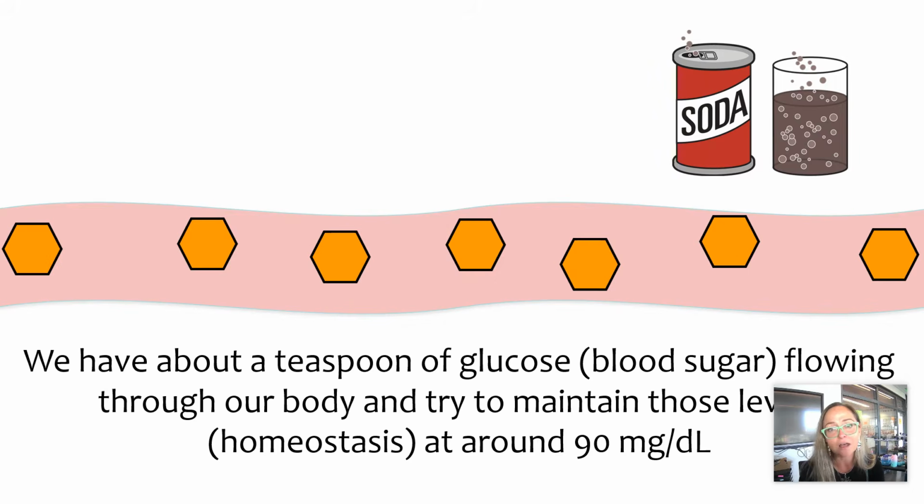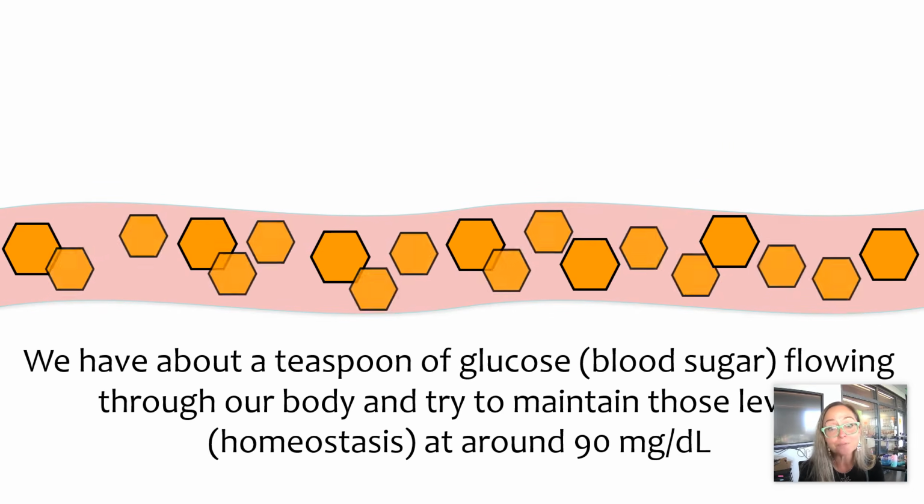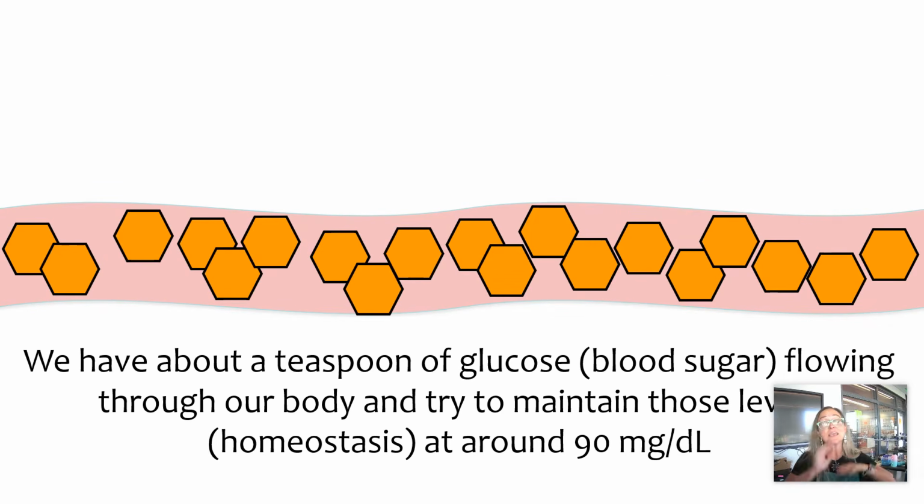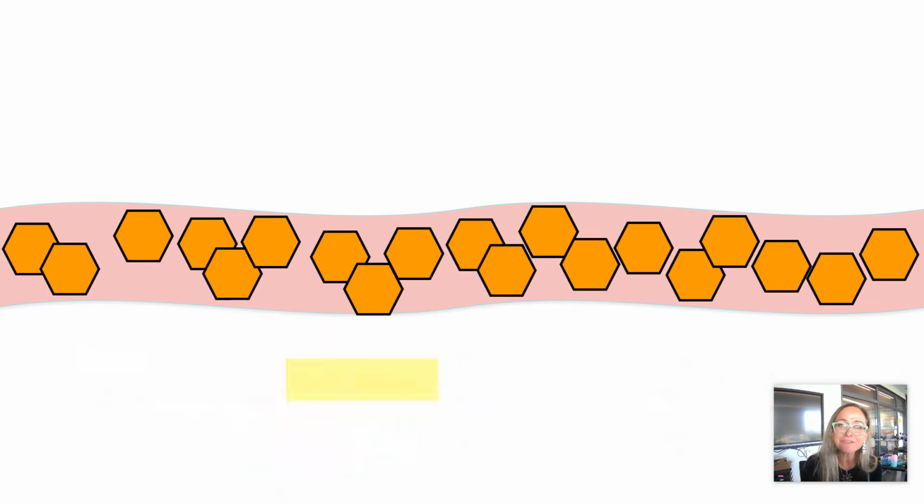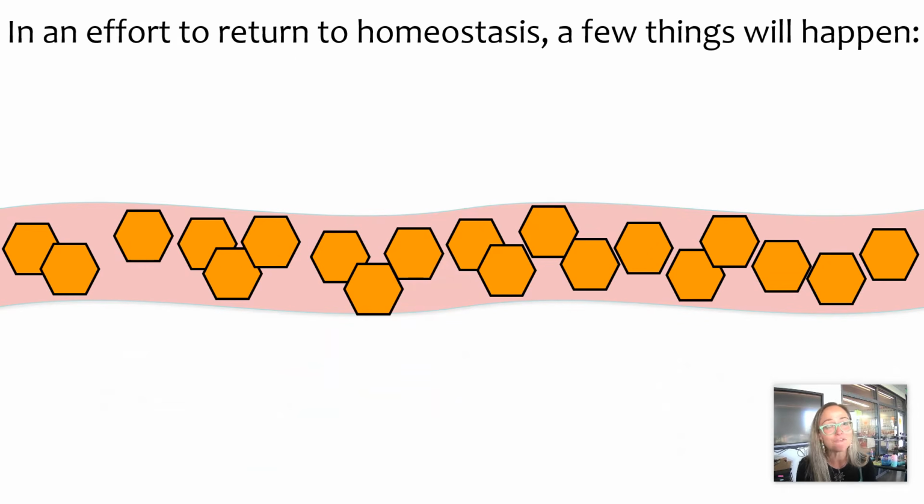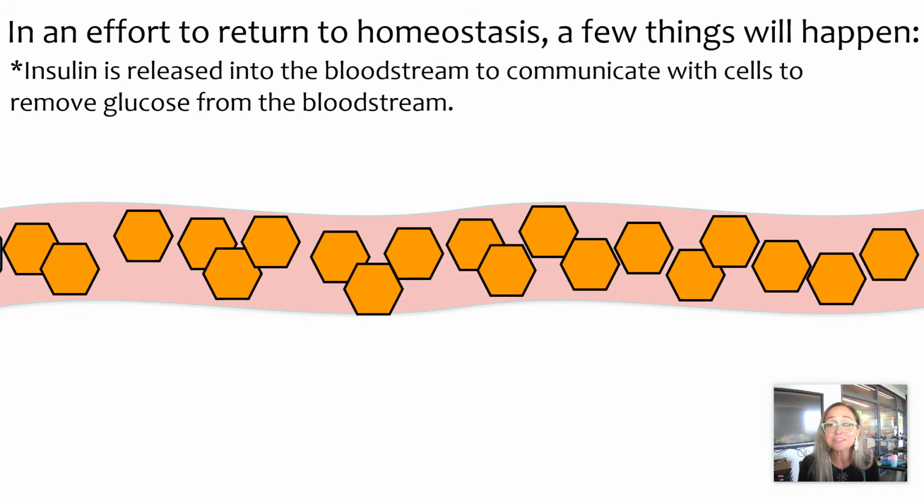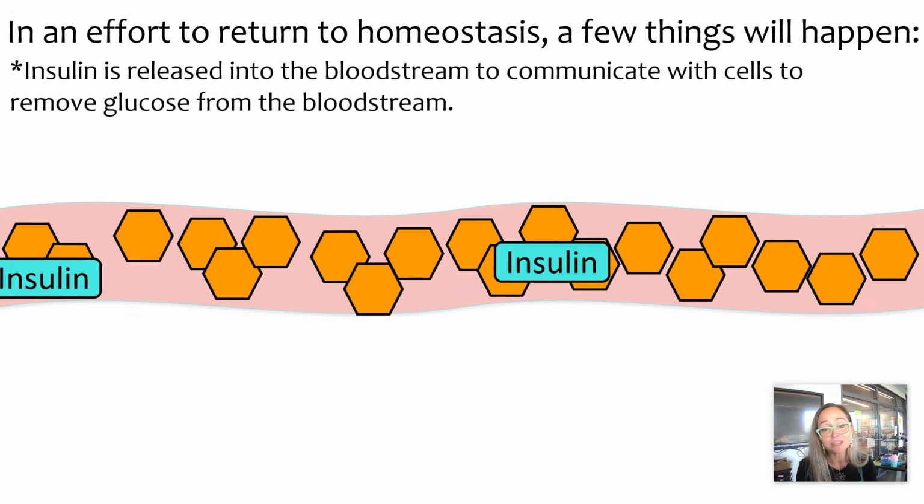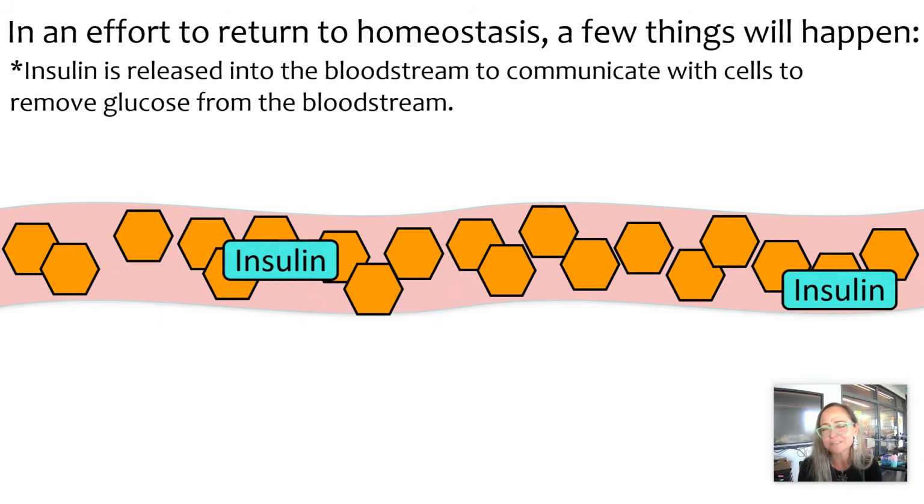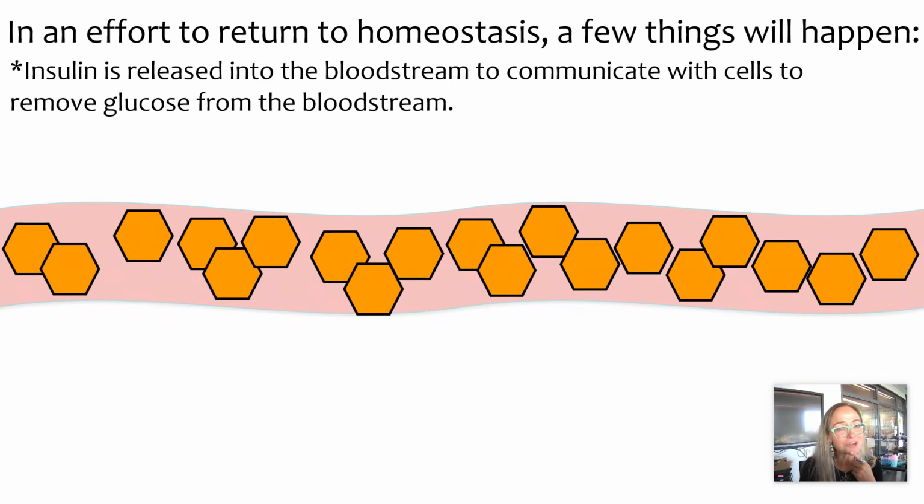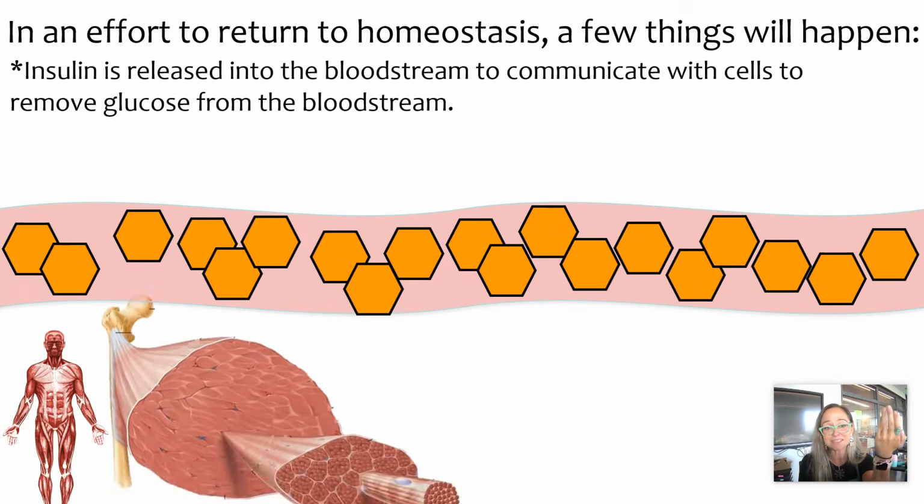So let's say I have a large soda. What will happen is I'm going to have a huge increase in blood sugar. Now, am I still in homeostasis? No, this is not a good state to be in. And we can talk about that in Unit 2 and Unit 4 as the year goes on. But in an effort to return to homeostasis, a few things are going to happen. First, insulin is going to be released from our pancreas and it will communicate with our cells that our blood sugar levels are way too high and we need to take some out.